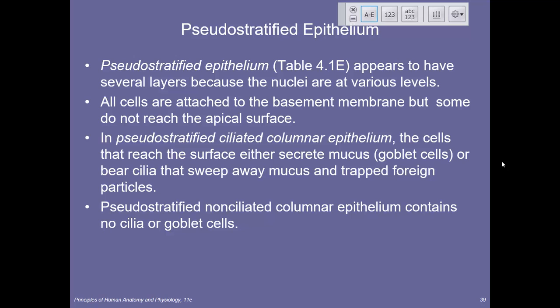Wait a second. That's wrong. They contain no cilia. This is wrong. I don't know where that came from. That's wrong. No cilia. No, this is for stratified. That's just wrong. I just erased that. This statement is wrong. Just forget about this.